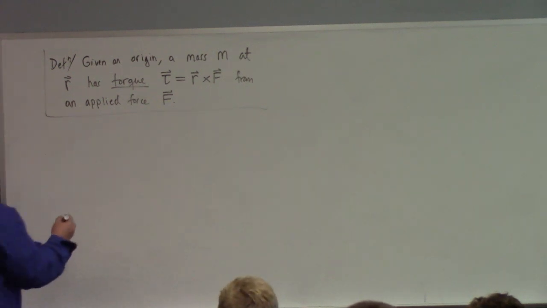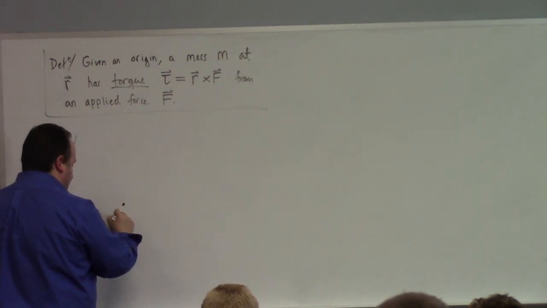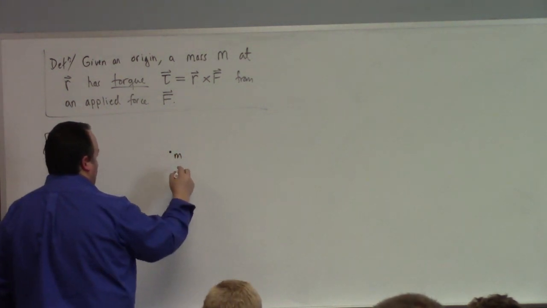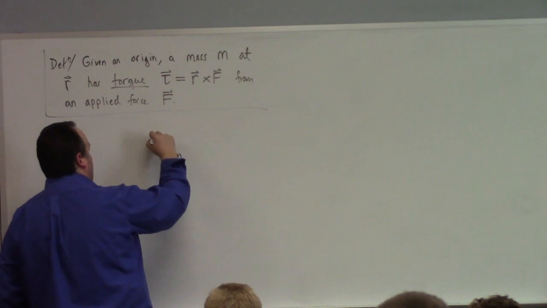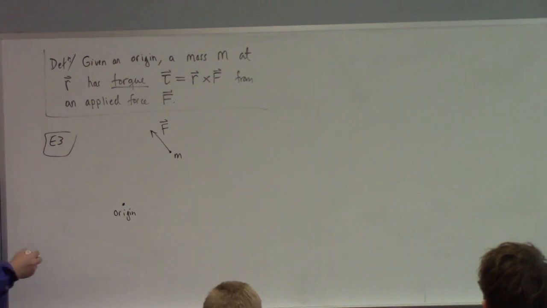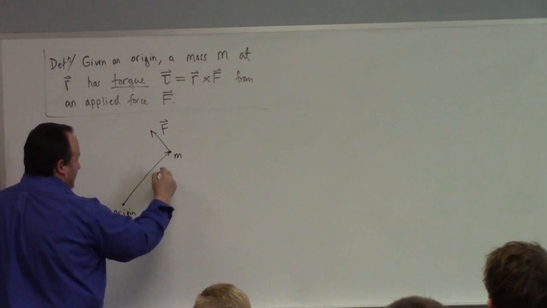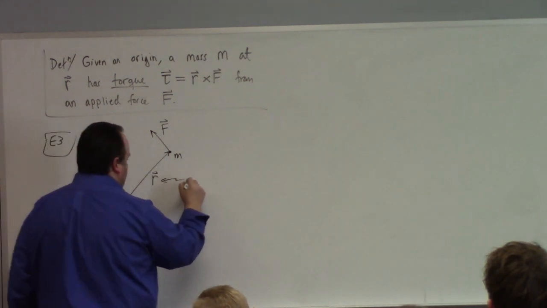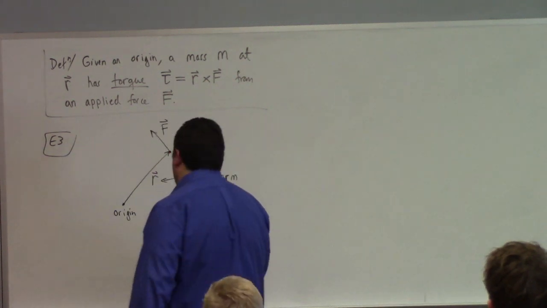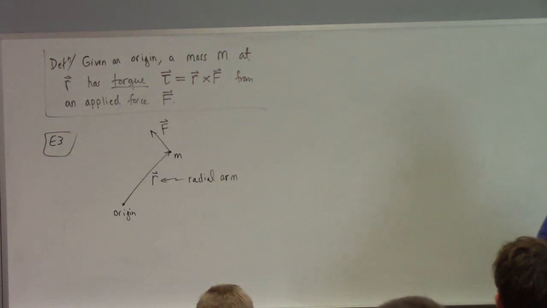So if we had example 3, here's my point of origin, and I have mass here. Suppose I have a force applied like that. So R is the radial arm, as it's called. Why is it called the radial arm? I don't know, I'm sure there are historic reasons. It is the position vector of the mass we're talking about, but in this context, people start calling it the radial arm.